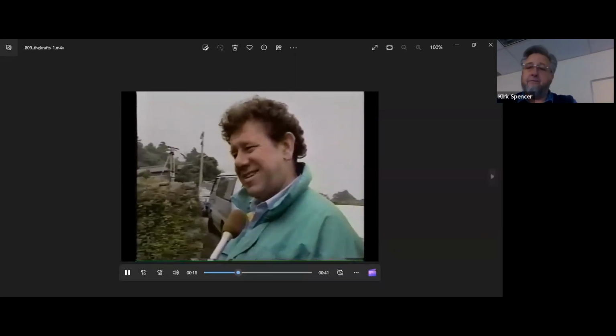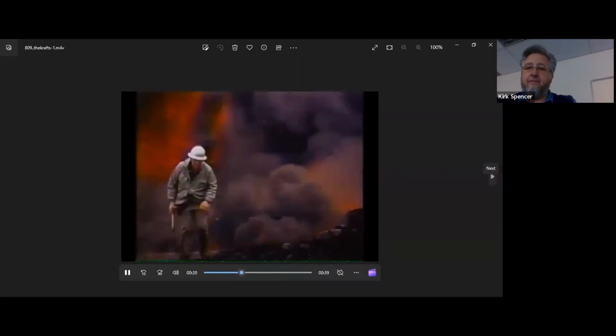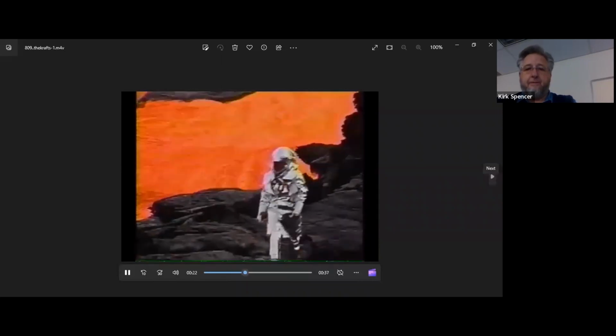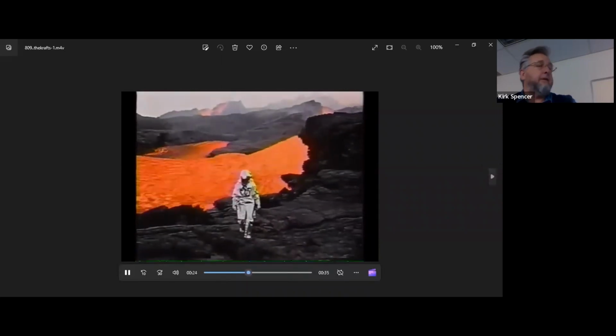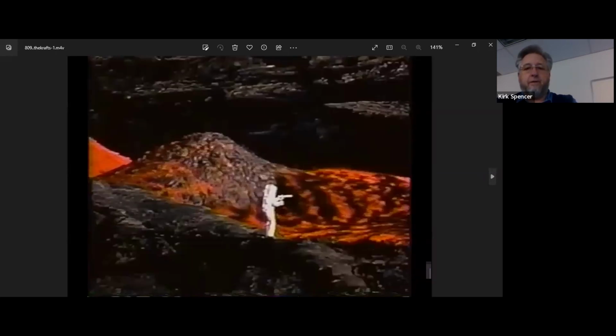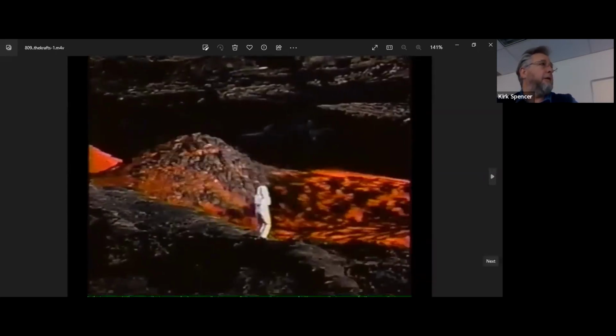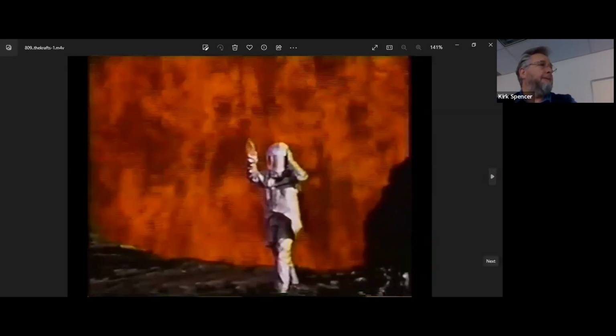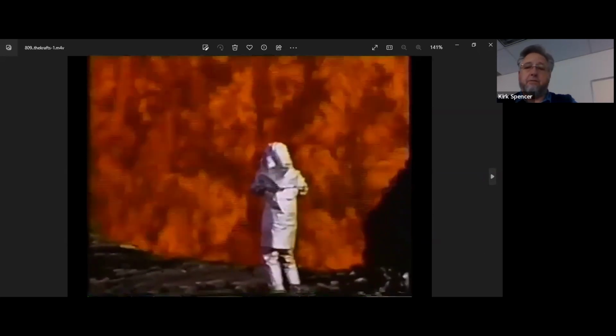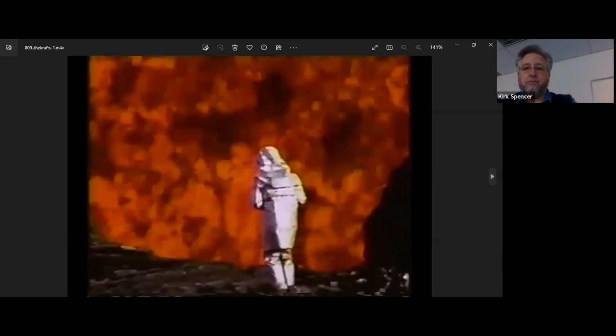Even if I die tomorrow, I don't care. The Krafts' films and photographs are so incredible because they shoot closer to the action than anyone else would dare. This is Katia Kraft at an eruption in Iceland in 1984.